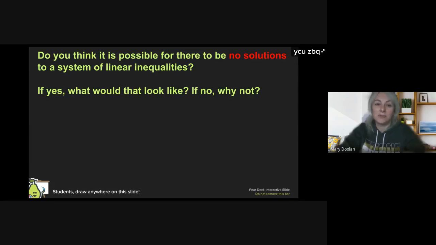Is it possible for there to be no solution? No solutions at all. Is it possible to graph two linear inequalities where they wouldn't overlap sometime, at some point?